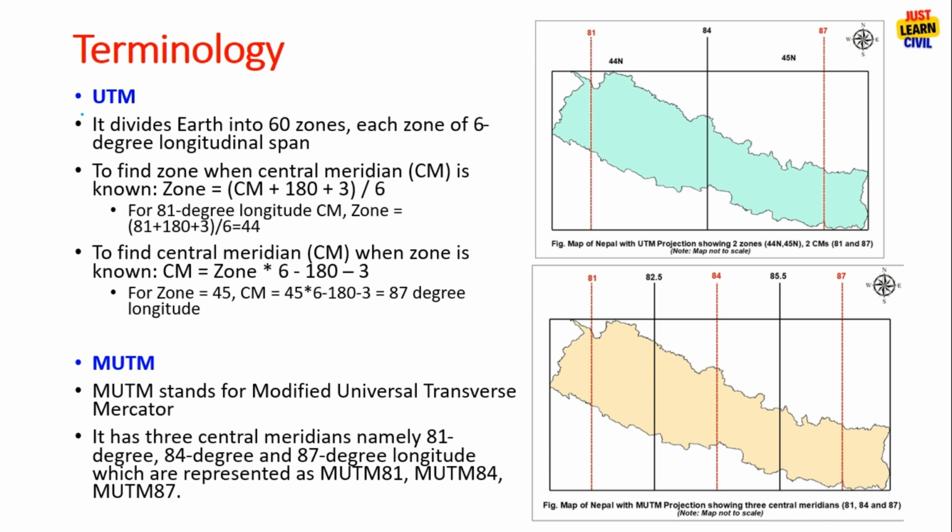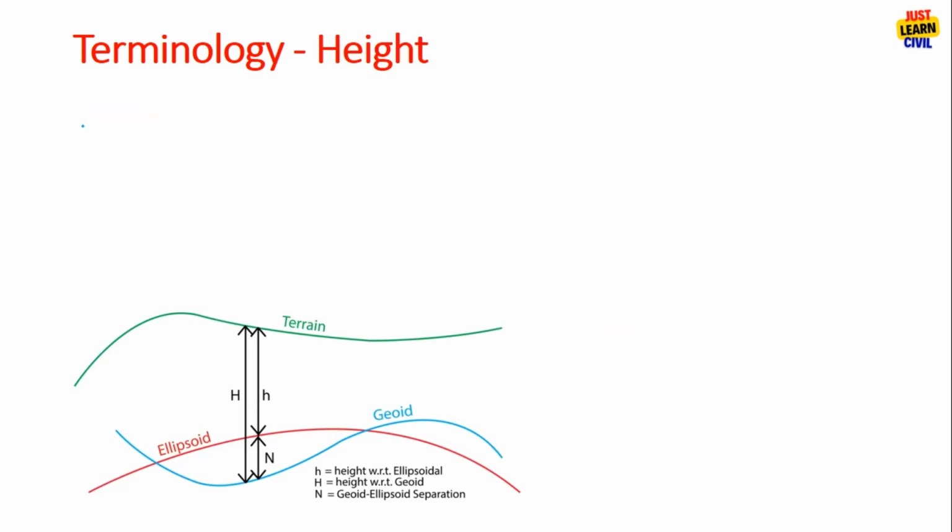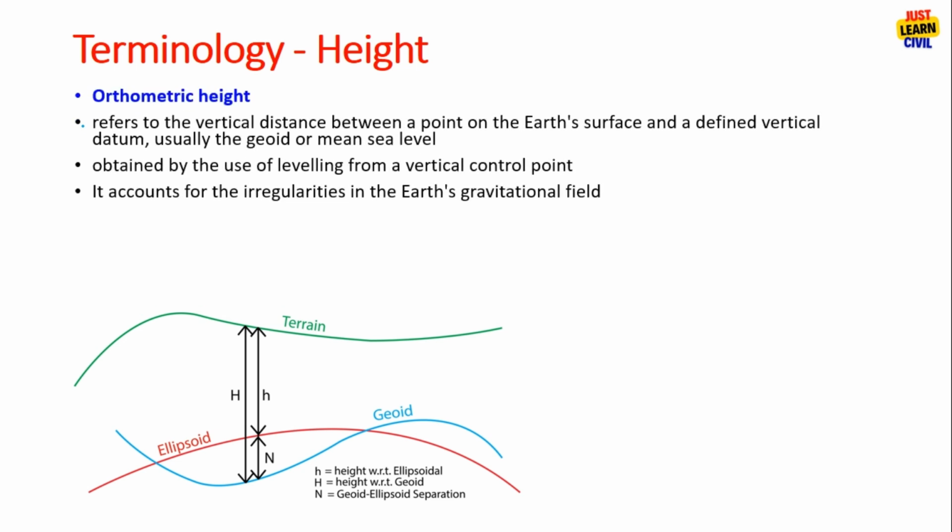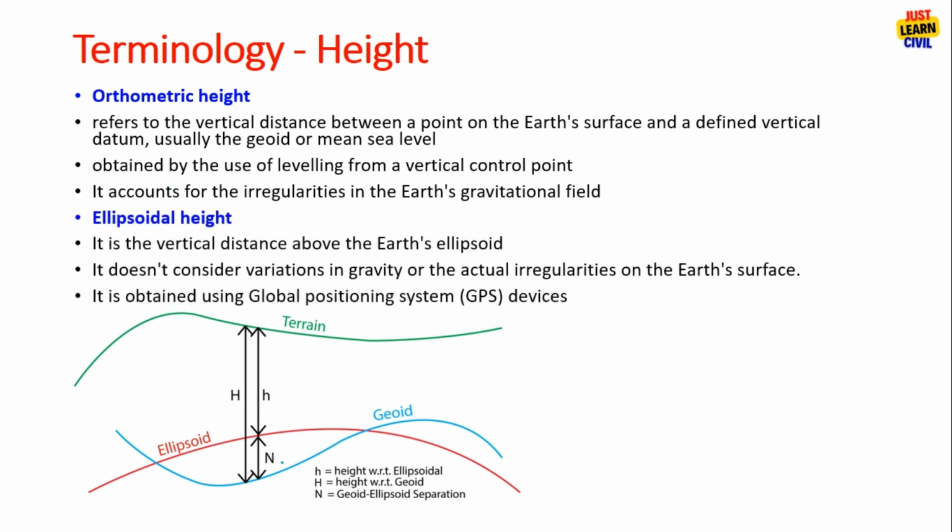You can convert, let's say here, now terminology is related to height. Orthometric height is the height above the geoid. So if you measure any terrain, the terrain can be mountain or the height of the building or anything else, if you measure it above the geoid, then it is called orthometric height.